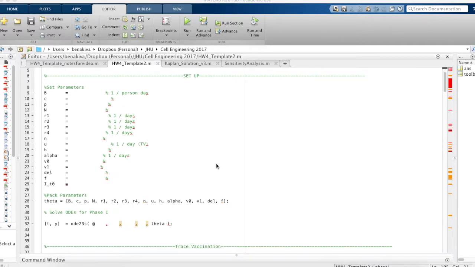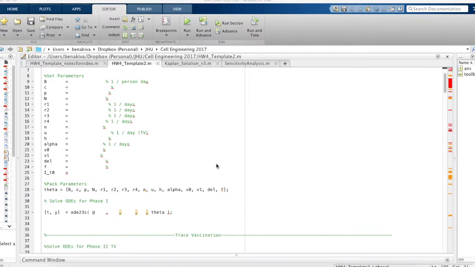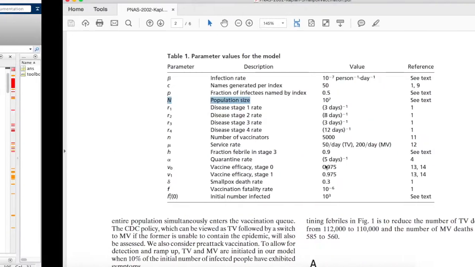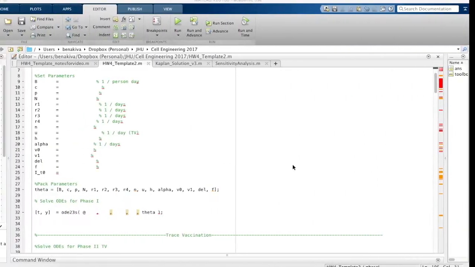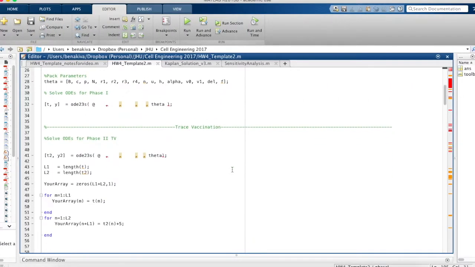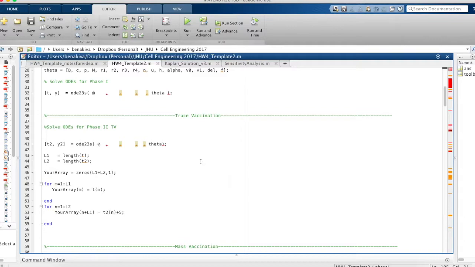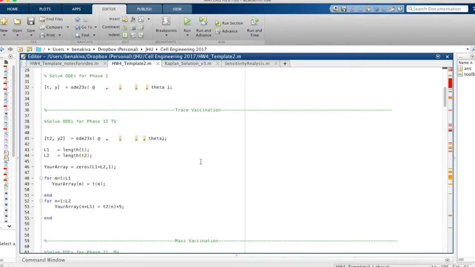And the first thing we're going to do in the code is set all of the parameters for all of the constants in the model, and those are all described for you here in table 1. So it explains what they all are, and then these are the values that you should be inputting into your code. And then the next thing we're going to do is, it says solve ODEs for phase 1.